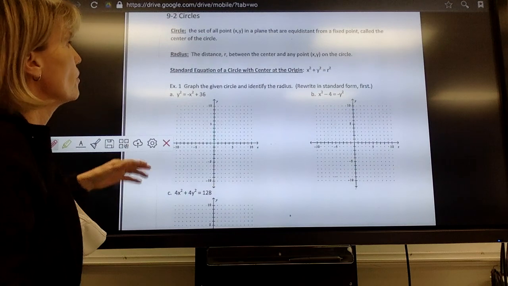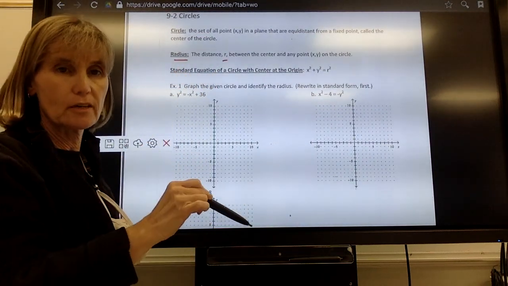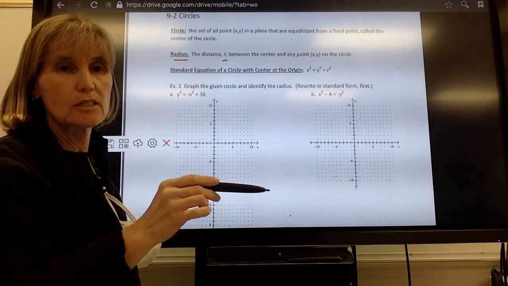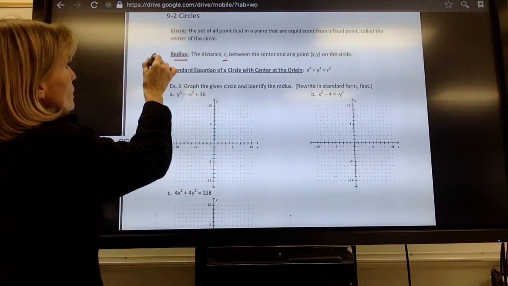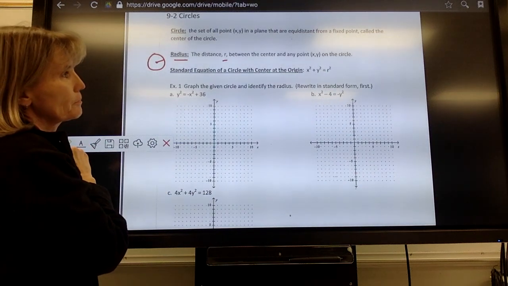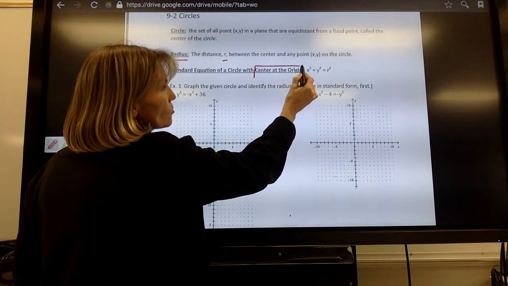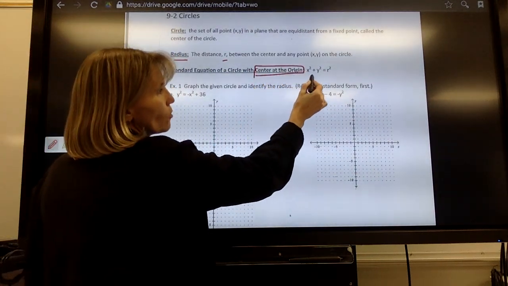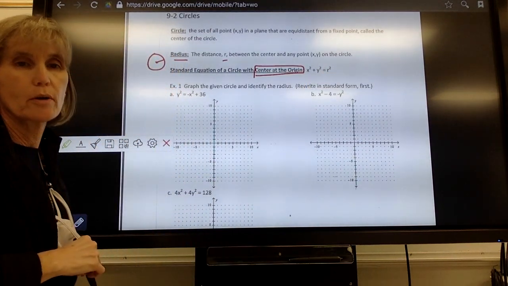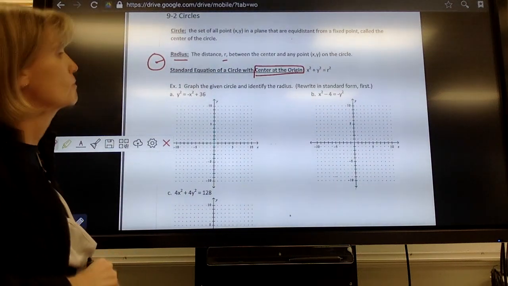Okay, and we have a radius, r. The radius of the circle is the distance from the center to the outside of the circle. That's the radius. Remember, the diameter is the distance all the way across, but the radius is just from the center to the outside, and we label that with r. The standard equation of a circle is this right here. Notice that the center is at the origin. So the center would be at 0, 0. It would be in this form, x squared plus y squared equals r squared. Notice that the x is squared and the y is squared in the circle equation.